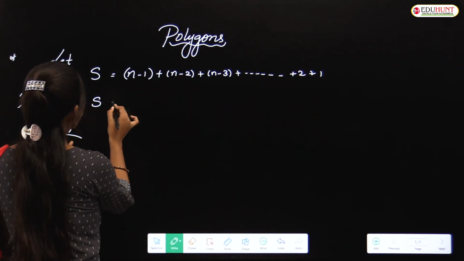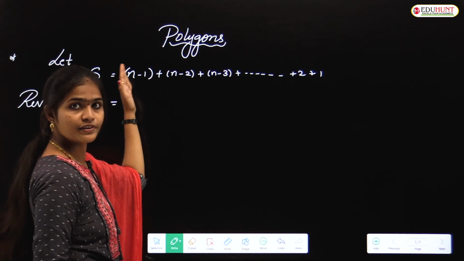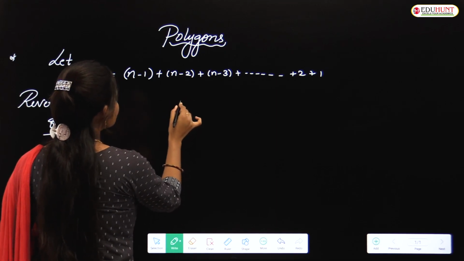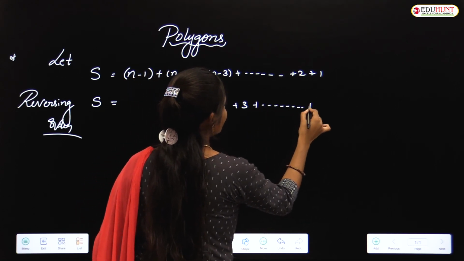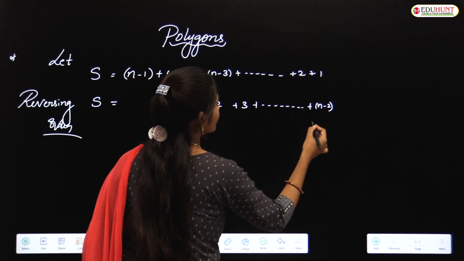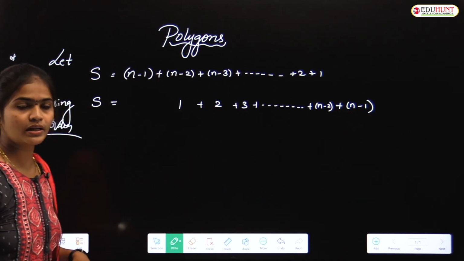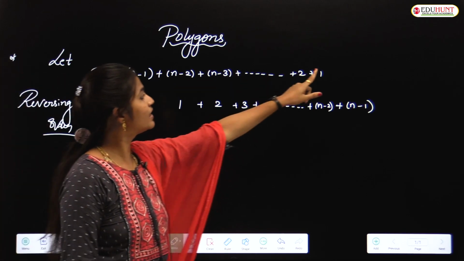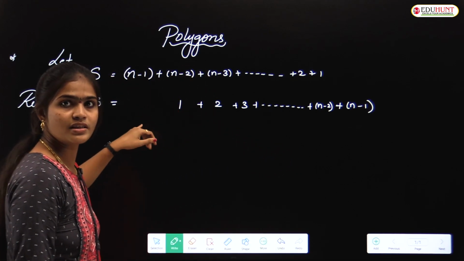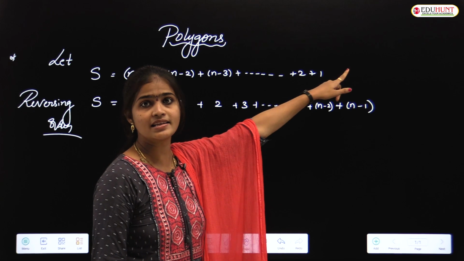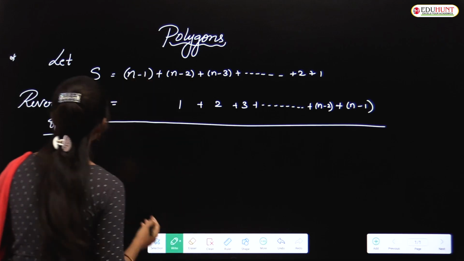So here, when taking the reverse order, I am going to leave the first term. Okay, I am going to leave the first term. From here onwards, I am going to write 1 plus 2 plus 3 plus and so on plus n minus 2 and here n minus 1. Here we are leaving the first term, that's why we get the last term as empty. Because the first term is empty, in that first series the last term is empty.